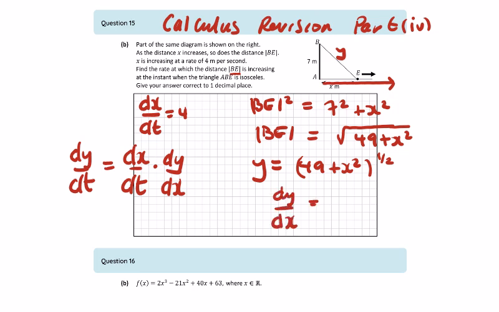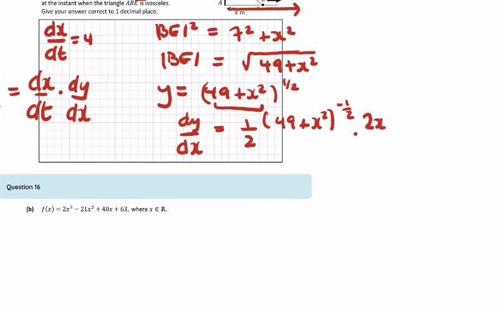dy/dx is going to be a half times 49 plus x squared, to the power of a half minus 1, which is minus a half, and then we multiply by the differentiated bracket, which is just 2x. So these twos will cancel straight away, and we're left with x over, bring it down and make it positive, 49 plus x squared to the power of a half, or the square root of. So this is dy/dx.